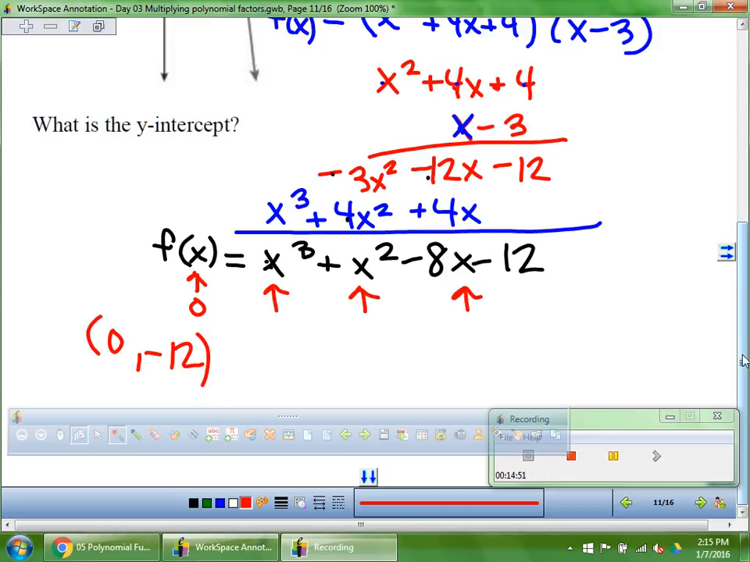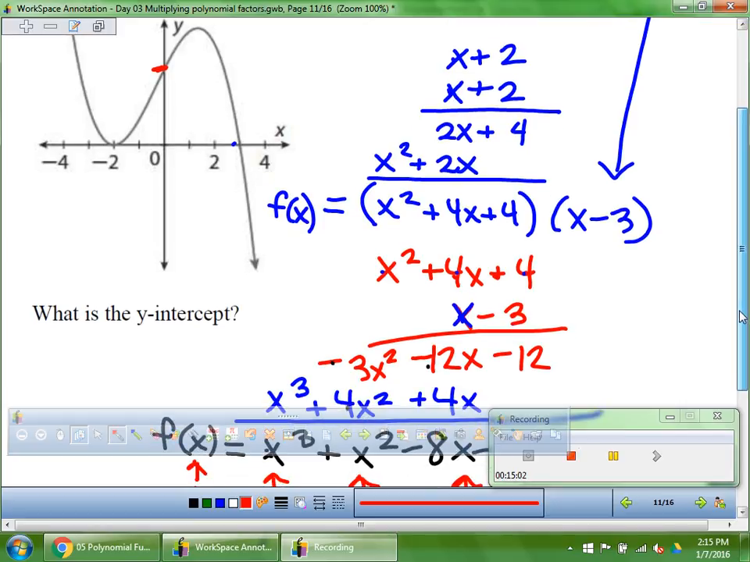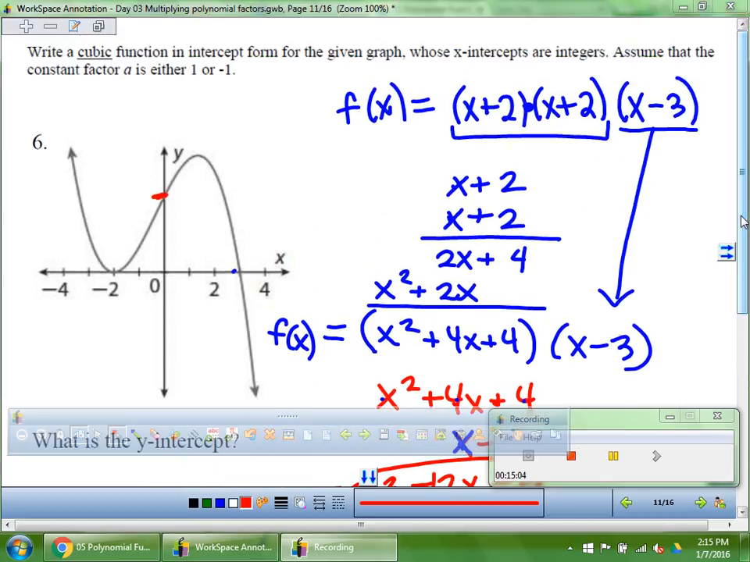Let's look at our graph. Does it make sense? Ooh, no, it does not. What did we do wrong? Uh-oh. That does not look like negative 12 to me. No. I know what we did wrong. I just realized. This is a cubic function. It's finishing going down, right? It's negative. I should have put a negative right here at the very beginning.